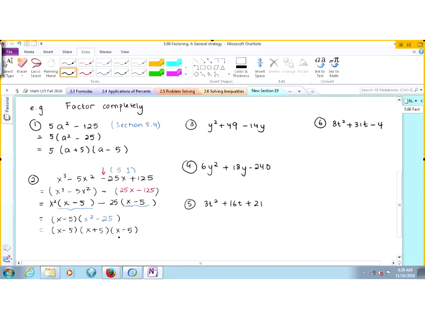Now, can we combine this x minus 5? Yes. So what will this be? x minus 5 squared times x plus 5. Yes. Finished.